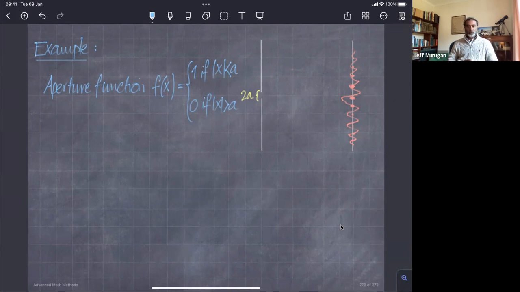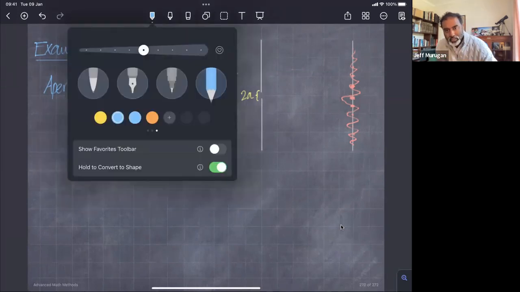Okay, so this is the aperture function. So light either gets through or it doesn't get through. If mod x is less than a, it gets through. If mod x is greater than a, it doesn't get through, and f of x is 0. So this is the intensity of light coming through the aperture.